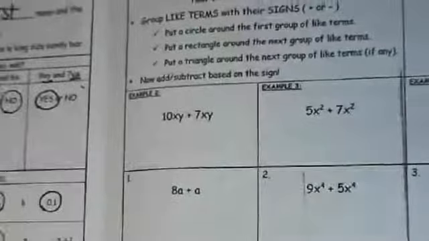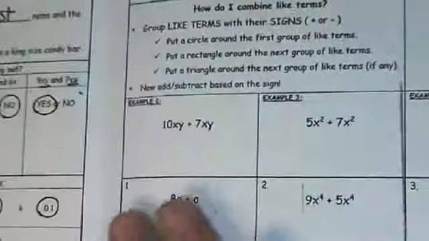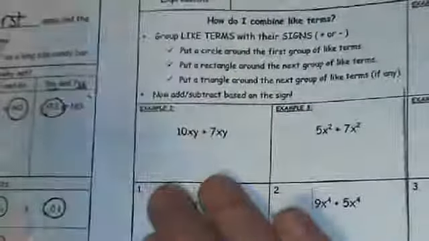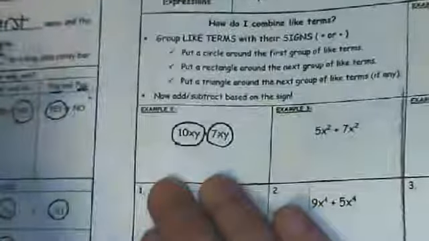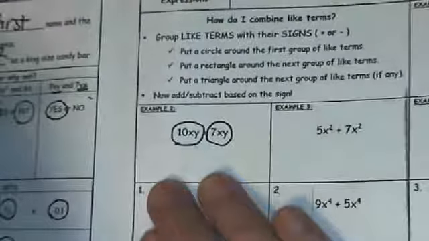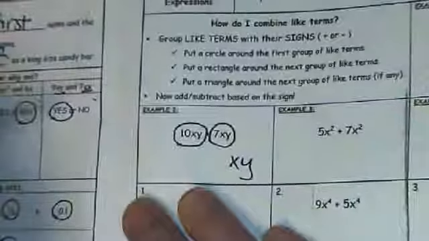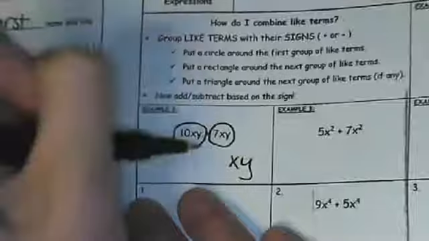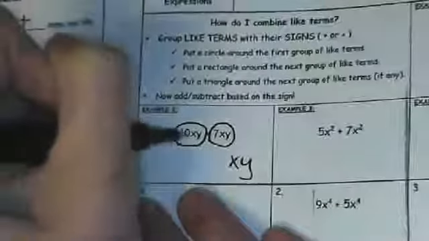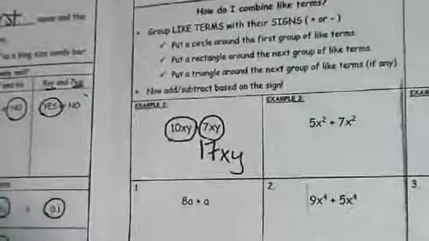Okay, example number 2. So I have 10xy and 7xy. They're both the same because they both have an x and a y. So all I have to do is keep the same variables, xy, and then add the coefficients. So 10 plus 7 is 17. That is going to be simplified as 17xy.